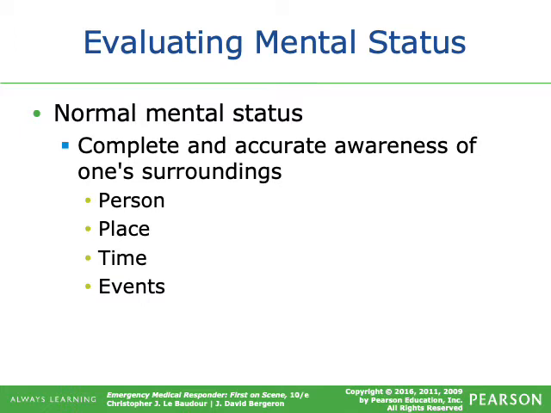All right, evaluating the mental status. For a normal mental status, they're completely aware of their surroundings and they know exactly what's going on. This individual is alert to person, as in they know who they are. They're aware of the place they're in. They know where they're at. They're aware of the time. They know what day it is. They know the exact time and date. And they're aware of the events that are currently going on with them as well as in the general world.